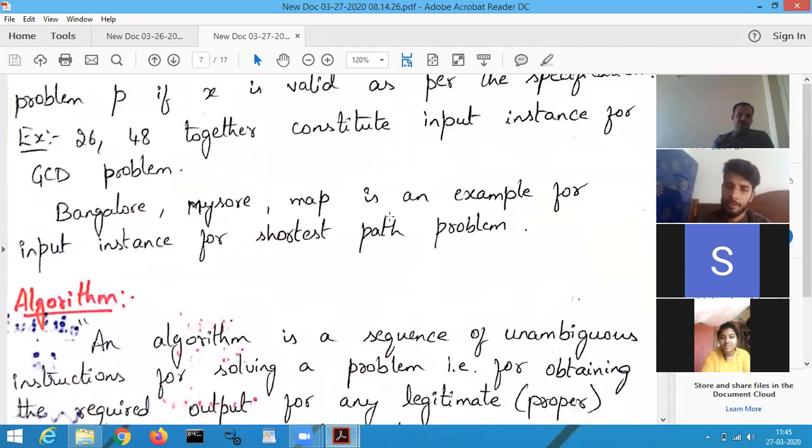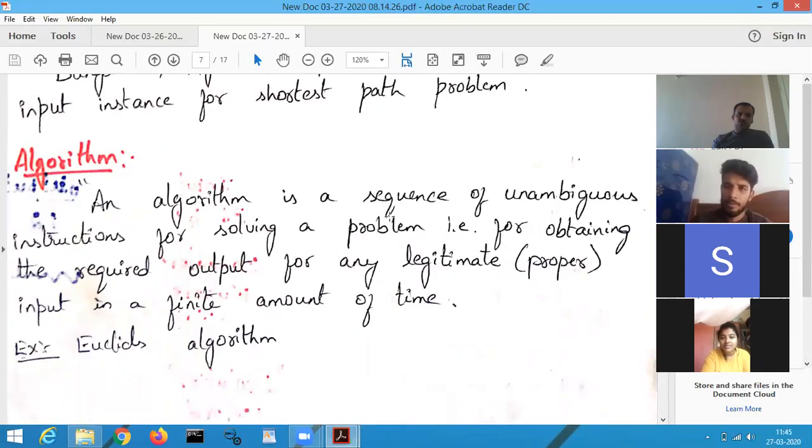Now finally, let us move on to the definition of an algorithm. This is the actual definition given in the textbook. An algorithm is a sequence of unambiguous instructions for solving a problem, that is, for obtaining the required output for any legitimate input in a finite amount of time. That means an algorithm is a sequence of unambiguous instructions.